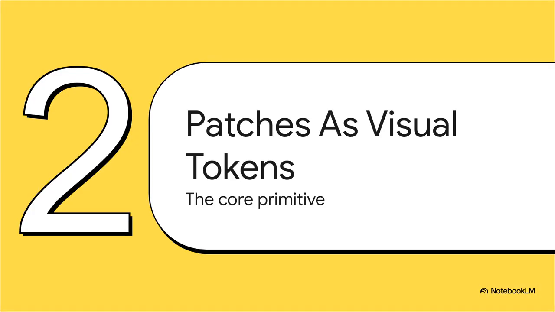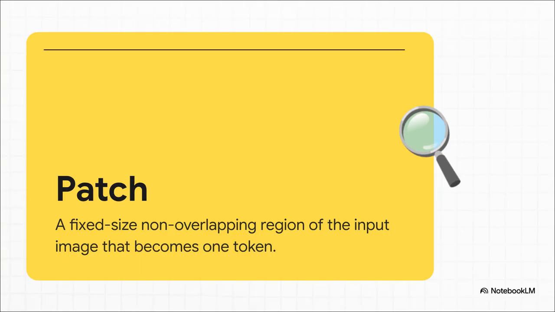Which brings us to Part 2. Patches as visual tokens. This is the core primitive, and it's the exact mechanical solution we still rely on today to solve that historical sequence problem. Here is your fundamental vocabulary for the rest of this explainer. A patch. Instead of force-feeding individual pixels, we carve the visual grid up into fixed, non-overlapping cubes. Think of a 16 by 16 pixel square. That single square is a patch, and it's going to become one single token.